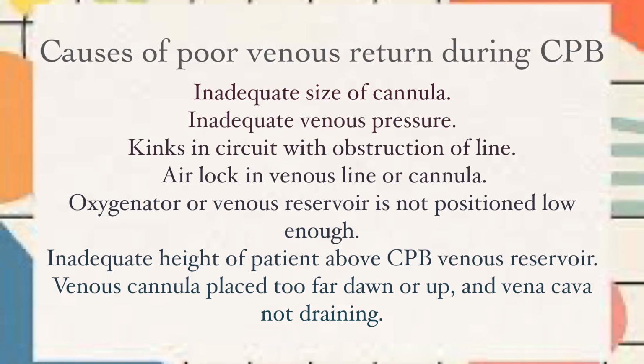Causes of poor venous return during CPB: inadequate size of cannula, inadequate venous pressure, kink in the circuit with obstruction of the line, airlock in the venous line or cannula, oxygenator or venous reservoir not positioned low enough, inadequate height of the patient above the CPB venous reservoir, venous cannula placed too far or up, and vena cava not draining.